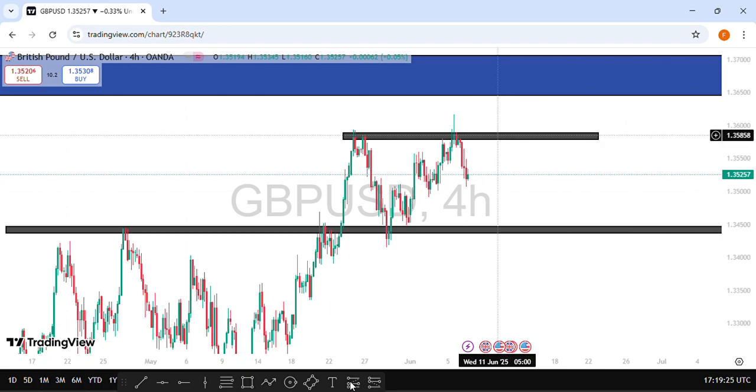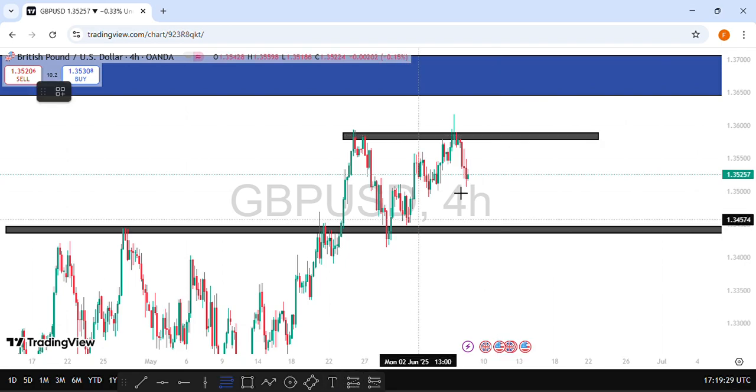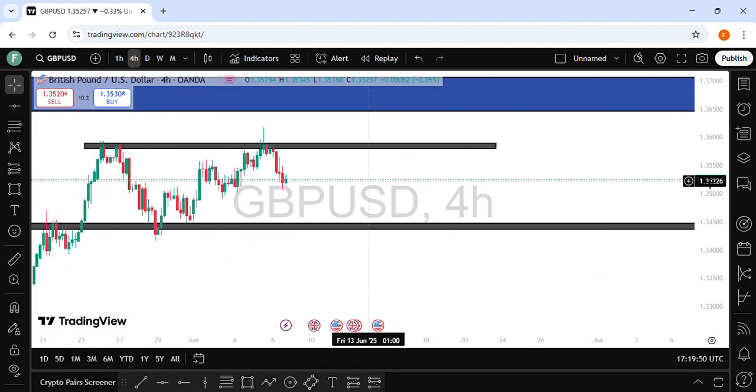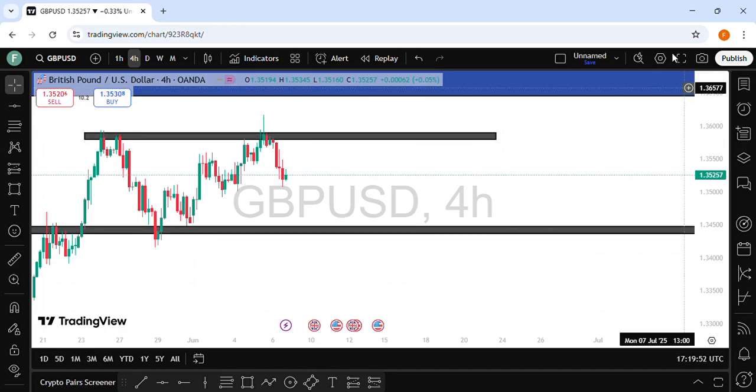Now this is where my fibs come in. I see that there's a double top here, which indicates that there's a sell. So for me to take any trade, I would like for price to take out this zone. I'll ask for price to take out this zone.